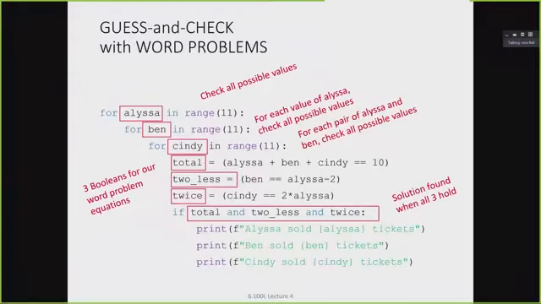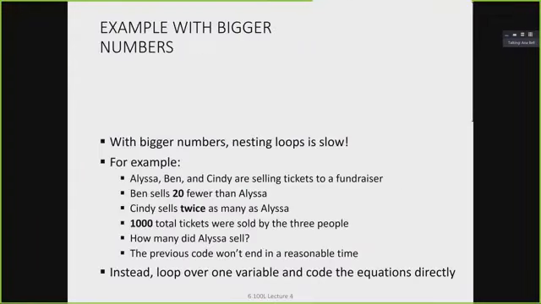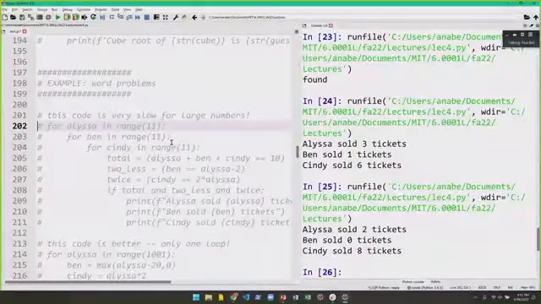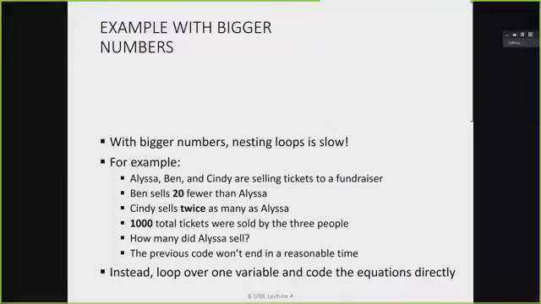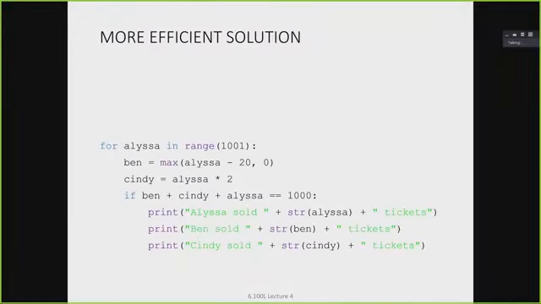The problem with this code, and the way I wrote it specifically, is it's really slow for big numbers. If I change it to 1,000 tickets being sold by 3 people, and a couple other changes here, just the sheer fact that I've got Alyssa iterating through 0 to 1,000, and Ben iterating through 0 to 1,000, and Cindy iterating through 0 to 1,000, it takes a really long time. So that particular code, I'm not even going to run it, will take a really long time if I change the values to be 1,000, 20, and twice.